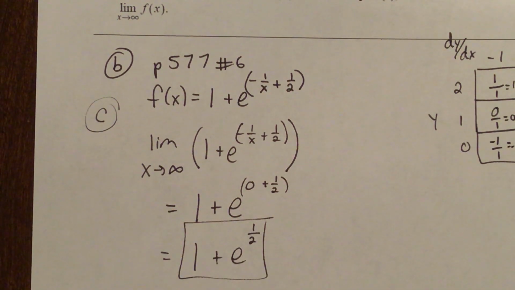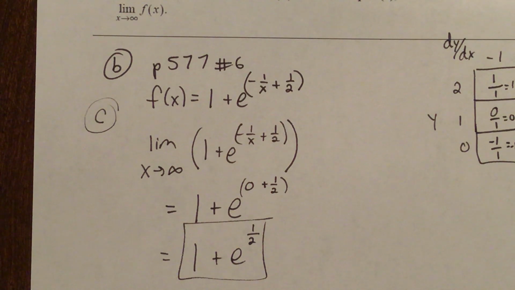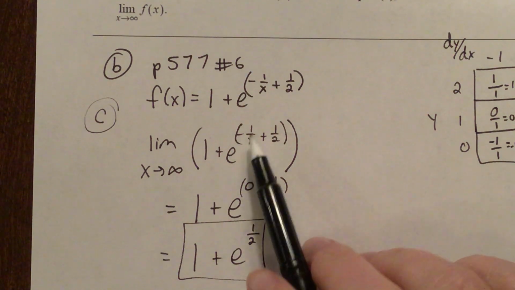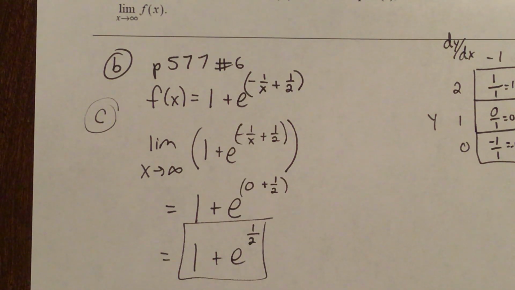That's it. That's all you had to do. Plugging in infinity makes that denominator really big, so the fraction equals 0. And then simplify it. That's it. So as you go super far to the right, this is your limit.